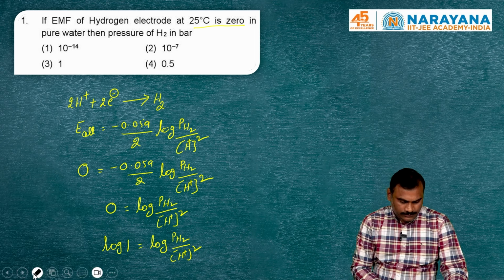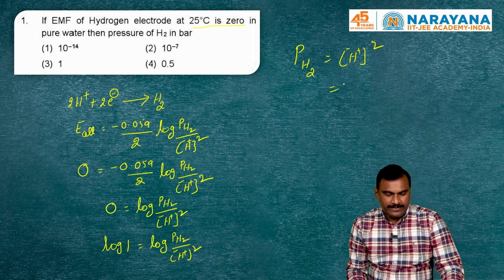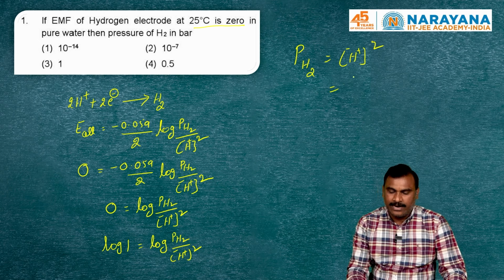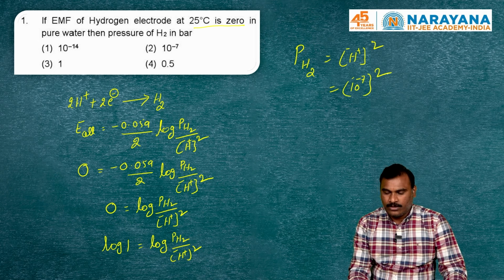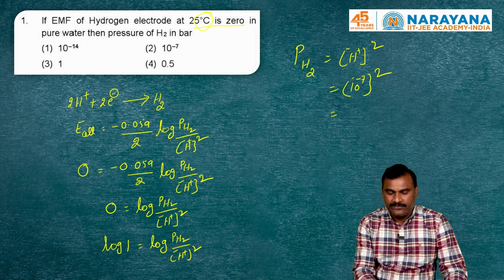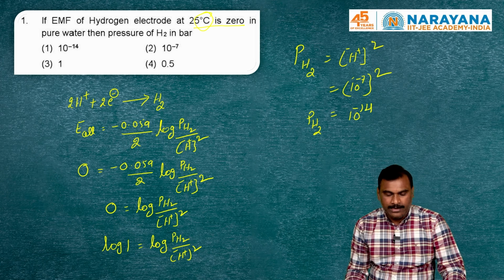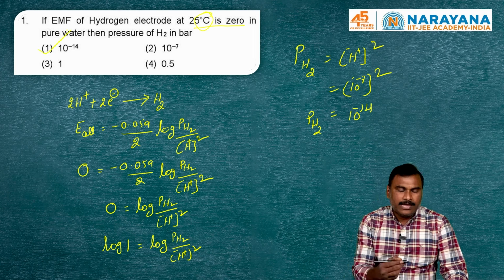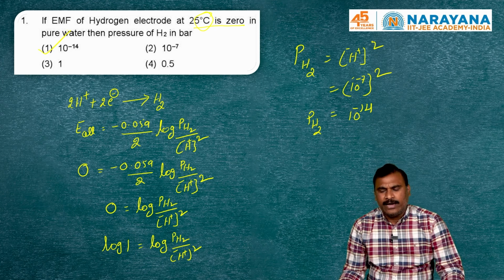is equal to H+ concentration square. Already they have given that the H+ concentration in pure water at 25 degrees centigrade is 10 to the power of minus 7, whole square. Then the pressure of hydrogen is 10 power minus 14 bar. Therefore, the answer for the first question is 10 power minus 14, option 1.